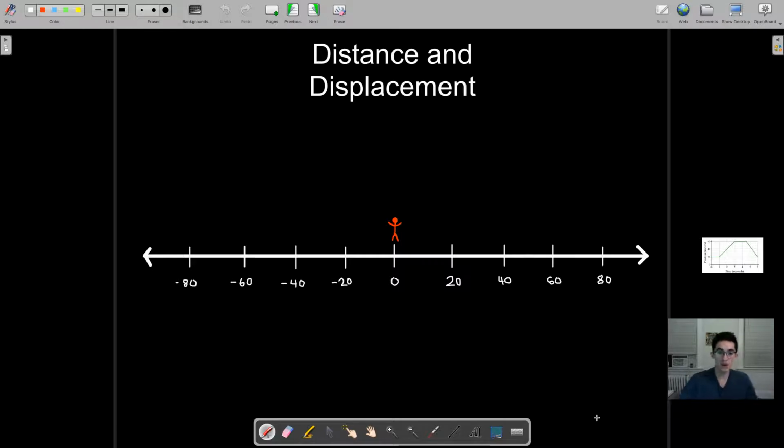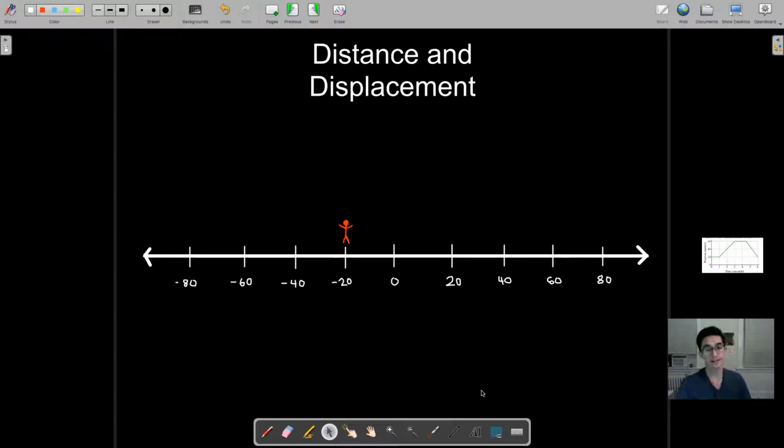Let's say we have this red guy here, okay? This little red stick figure. And let's say that he travels 20 meters to the east here, 20 meters in the positive direction according to our number line, and then another 40 meters in the negative direction and ends here. What is our distance and what is our displacement?